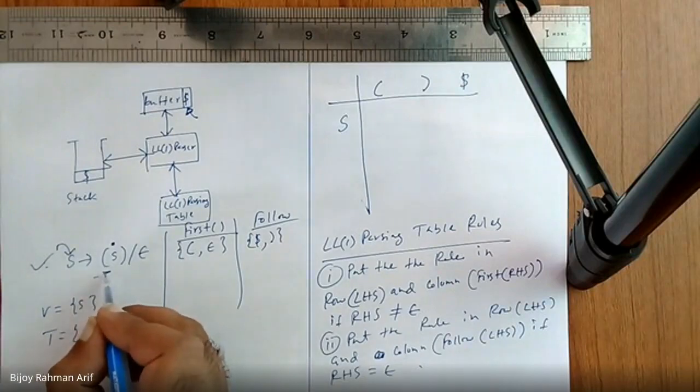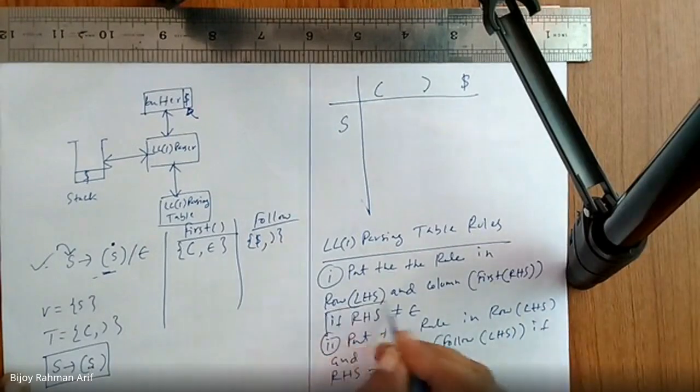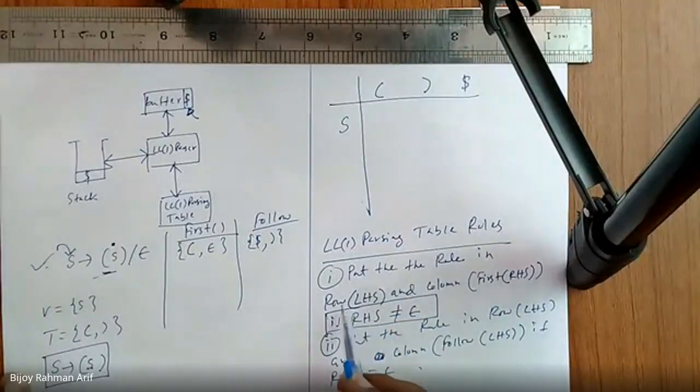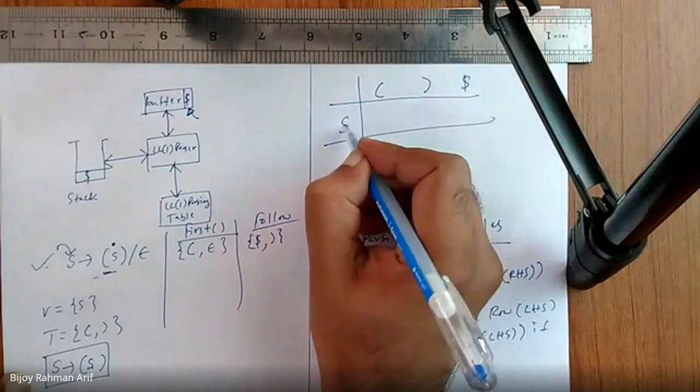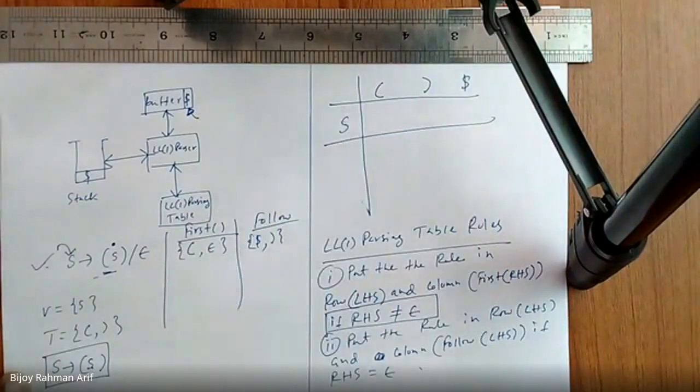Let's take the first one. What is the first production? S derives this one. Yes. Why should I put this one? The right hand side is not epsilon. So we use the first rule: put the rule in the row of LHS. What is the LHS? S. So we put it in this row.